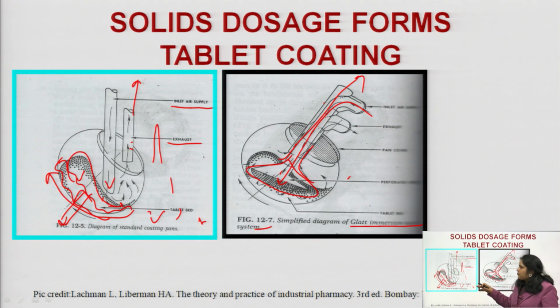So, here there is a better contact between the hot air and the tablet bed, and thus the drying efficiency of this coating pan is much better. Thus it suits the pilot plant scale up much better than this simple standard coating pan.